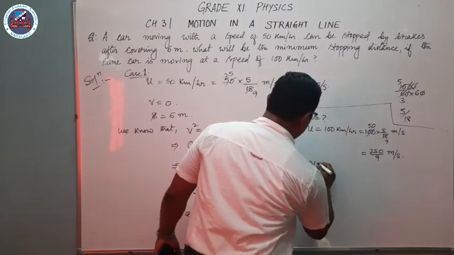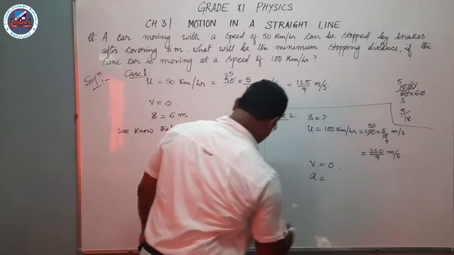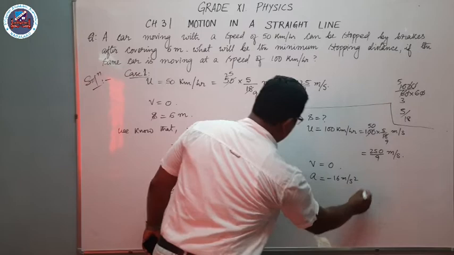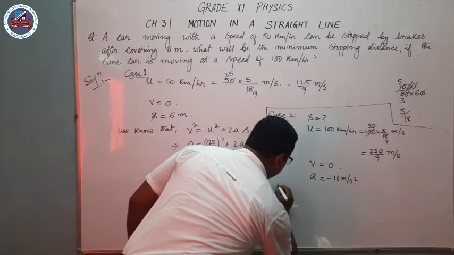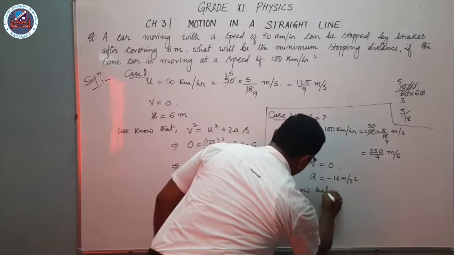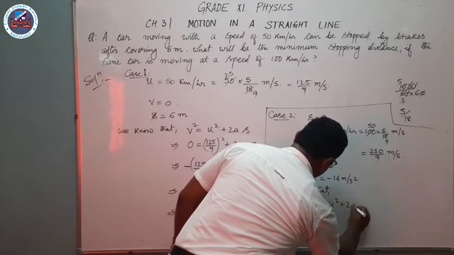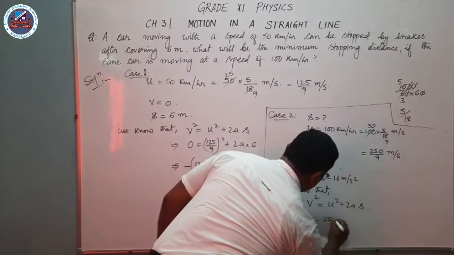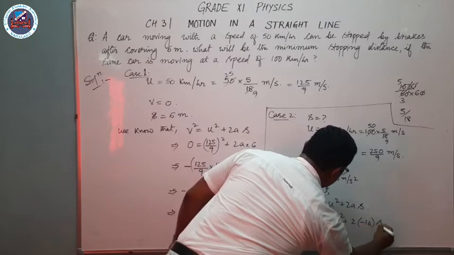Here also the car is going to stop, so v will be equal to 0, and the acceleration you pick from the previous case is minus 16 meters per second square. Again we use the same equation, the third equation of motion. v square equal to u square plus 2as. Put the values: v is 0, u is 250 by 9 squared, plus 2 into acceleration, minus 16, into displacement.